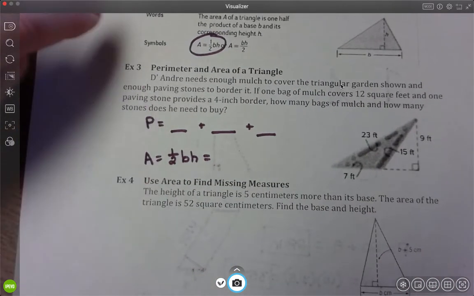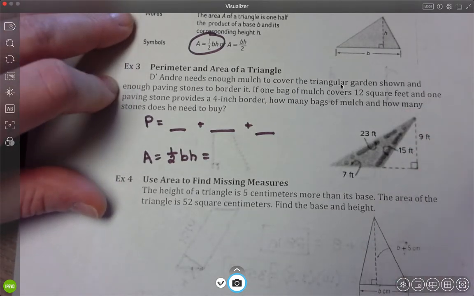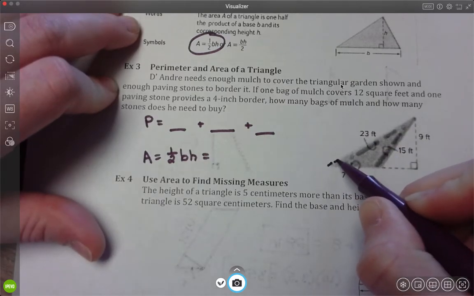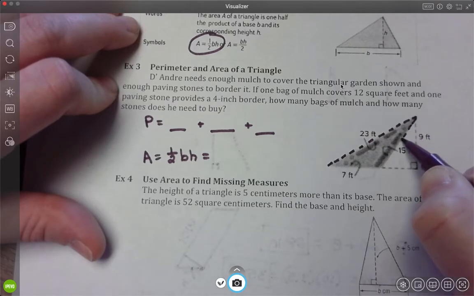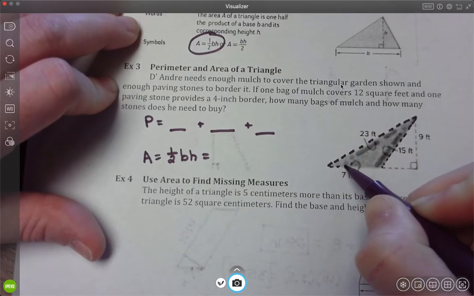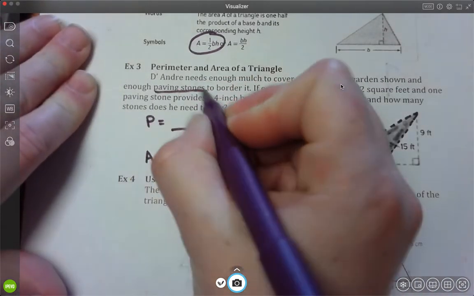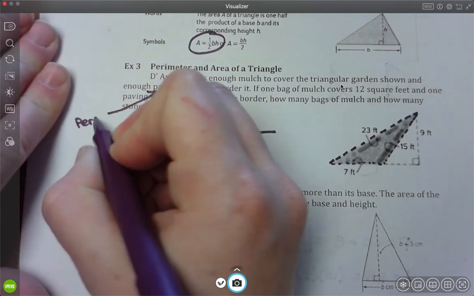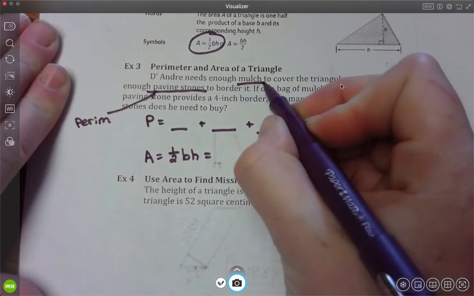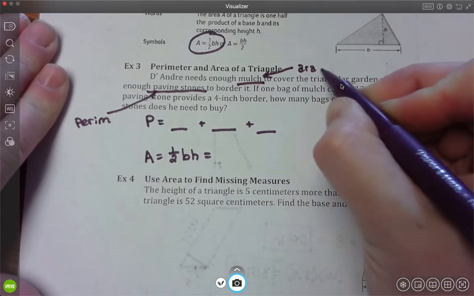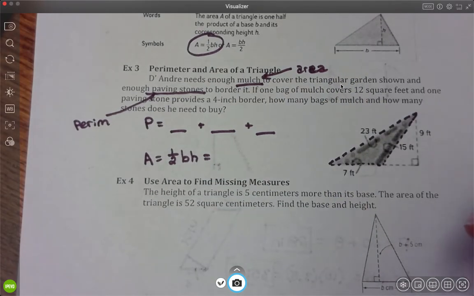Let's read the story. DeAndre needs enough mulch to cover the triangular garden shown and enough paving stones to border it. So the paving stones are those little things that look like bricks going all the way around. They can be circles or whatever you want it to be, but those are going all the way around. So the paving stones are going to be based on the perimeter. And the mulch is going to be referring to area. A-R-E-A. So mulch has to do with the area. The perimeter has to do with paving stones.